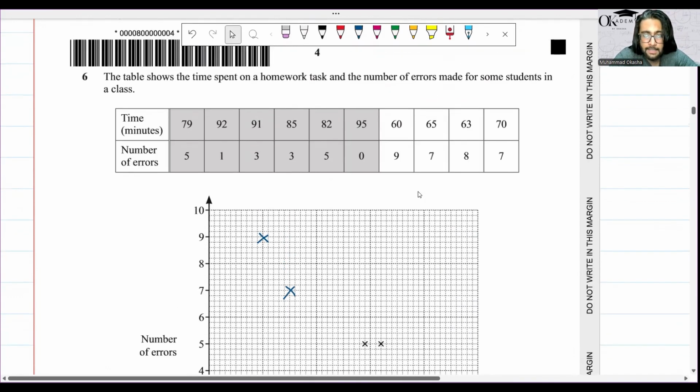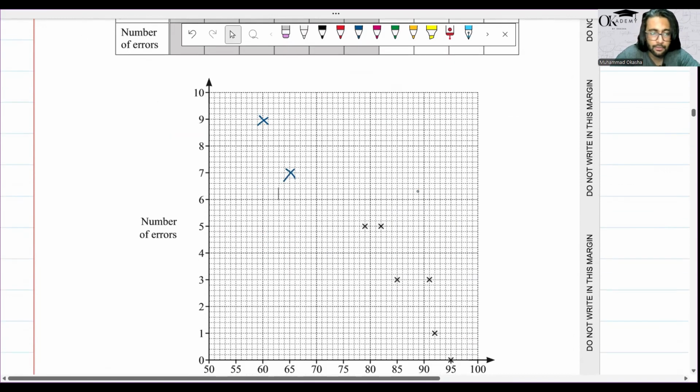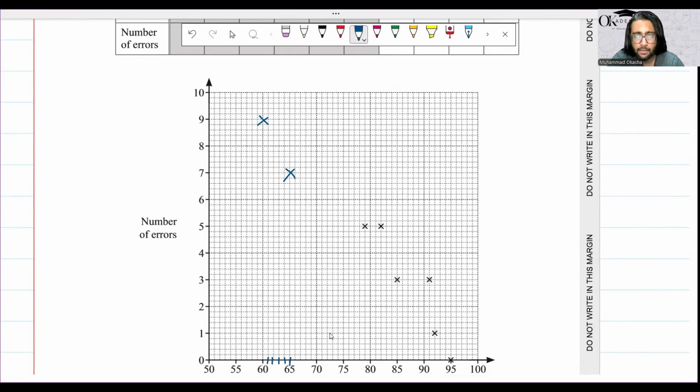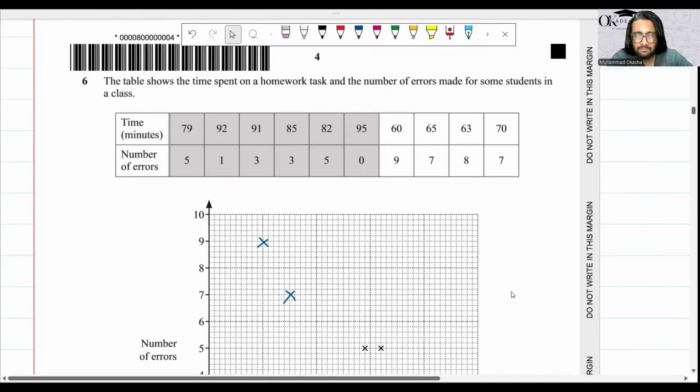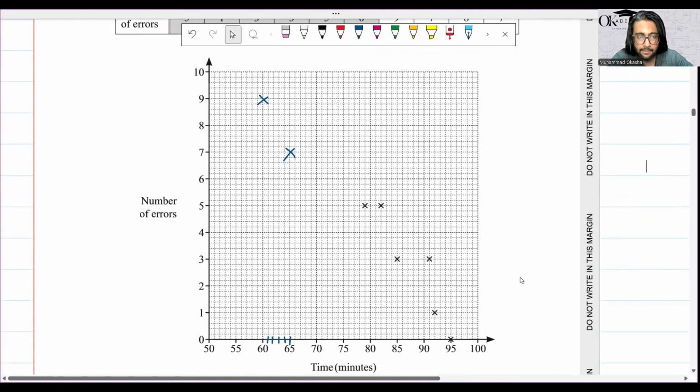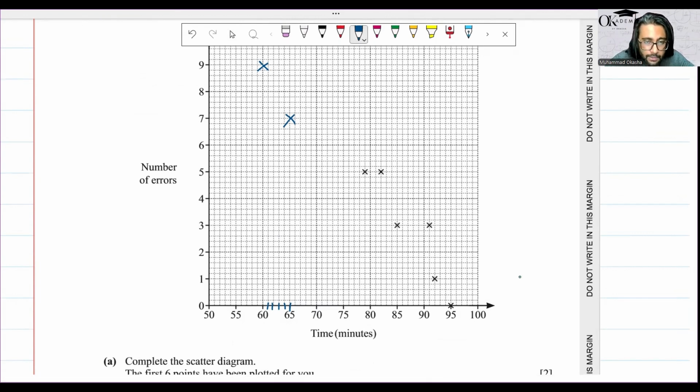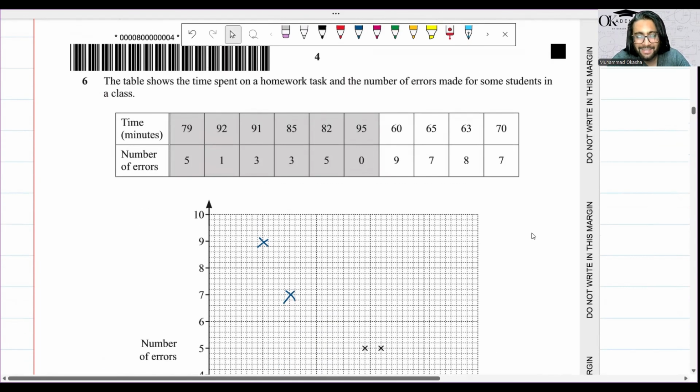Okay, 63 minutes and 8. So 63 would be okay. You'll have to be careful about this. So 60, 61, 62, 63, 64, and 65, which means every box means 1 minute on the x-axis. That's settled. 63 minutes and 8 errors. So 63 would be 60, 61, 62. This is 63. Okay, so 63 minutes and I forgot again. 63 minutes and 8 errors.